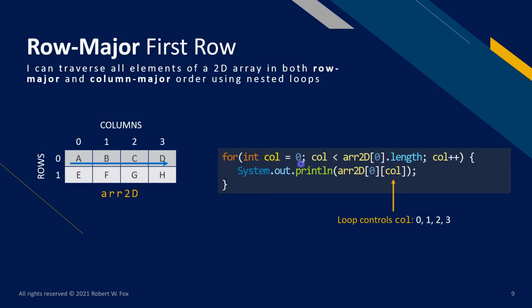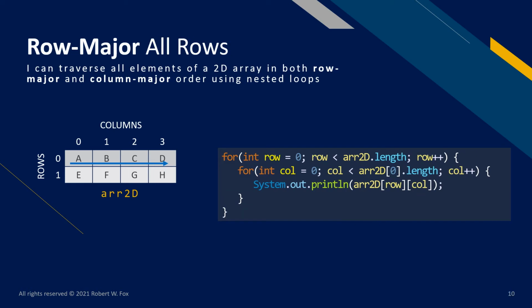You can see that column starts at 0. We're going to loop as long as column is less than the number of columns, which remember is the length of row 0, and then column plus plus. And so basically, by adding the loop and the variable, I'm now able to traverse the entire first row.